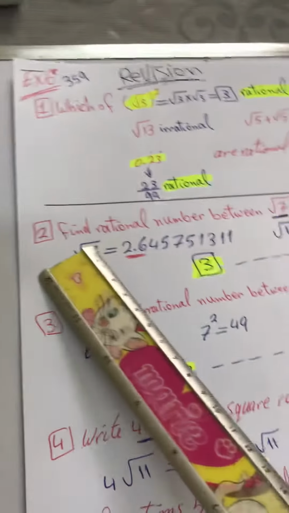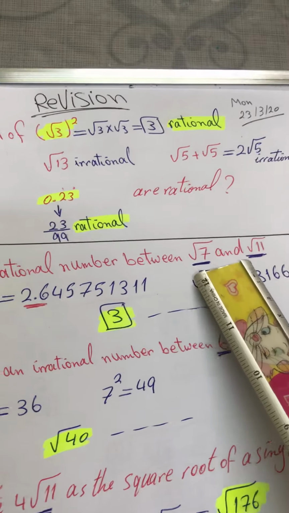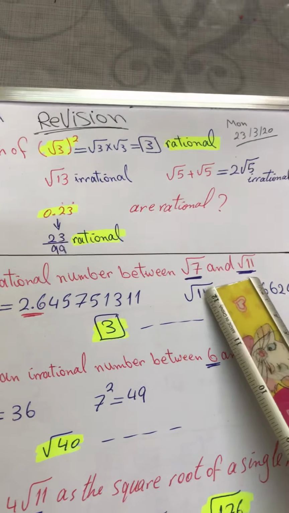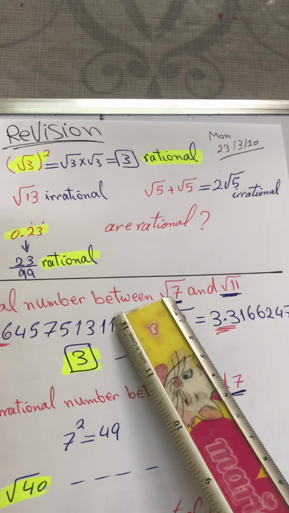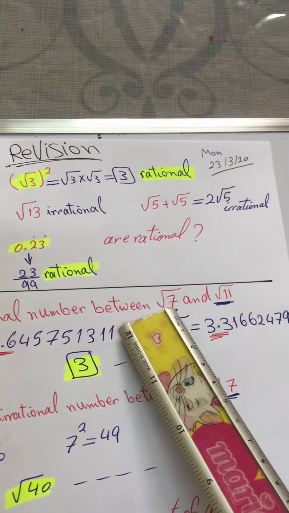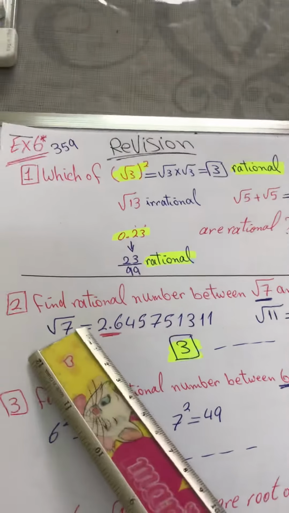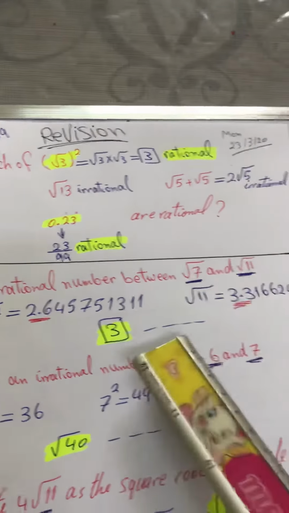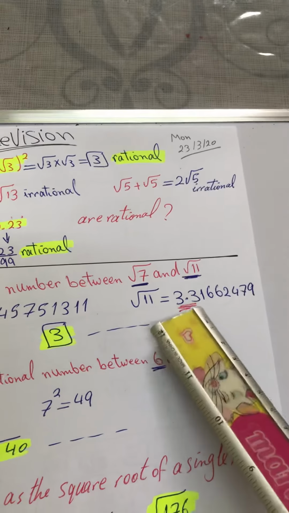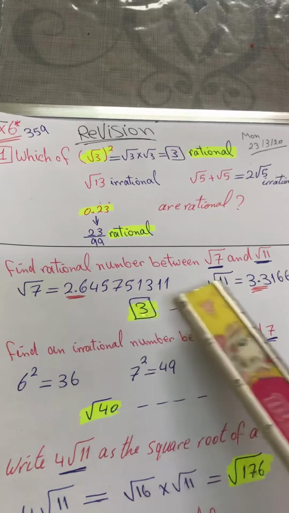In question number 2, find a rational number between square root of 7 and square root of 11. What I said to you in this lesson, I said use your calculator, find the value of square root of 7, find the value of square root of 11, like this. This is the square root of 7, 2.6 and so on. Okay, square root of 11, 3.3 and so on. Okay, so I can take a number between them.